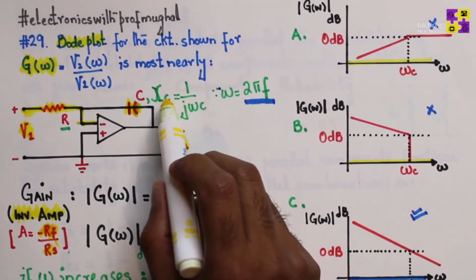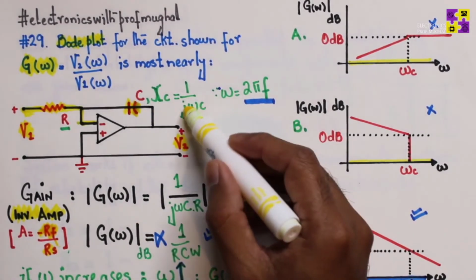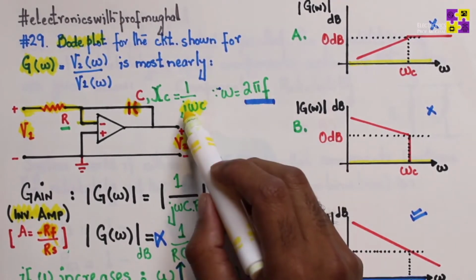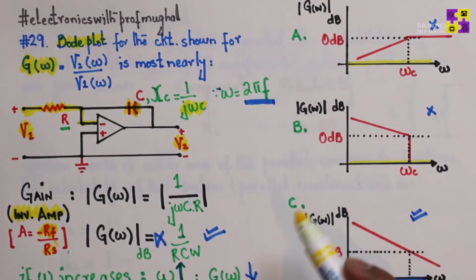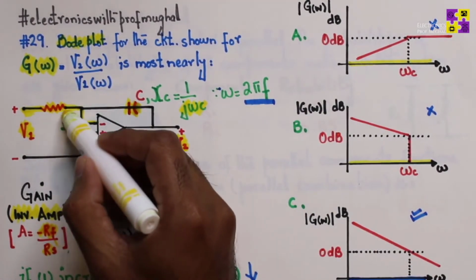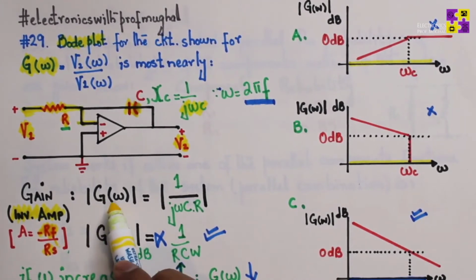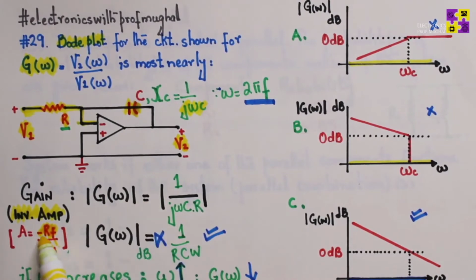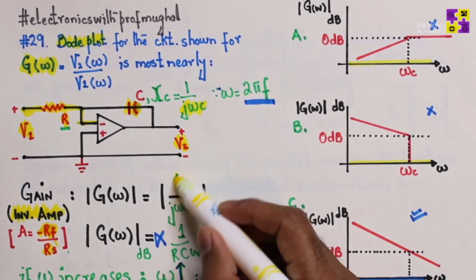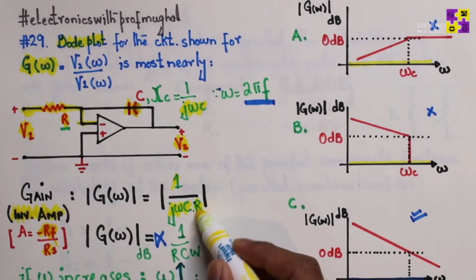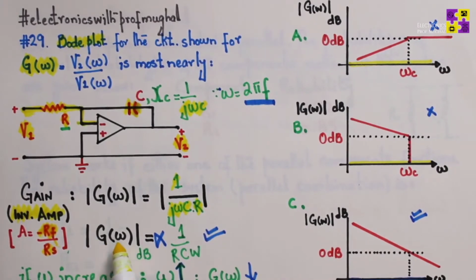Now capacitive reactance is expressed by X_C equals 1 over j omega C. And since we know that omega equals 2 pi f, it becomes 1 over j 2 pi f C, correct? The source resistance is simply going to be R, which is mentioned over here. Now gain equals negative R_F over R_S. Therefore, the absolute value of the gain can be written with R_F as 1 over j omega C, and R_S is simply R, so it comes over here like this, and it can also be written as G of omega equals 1 over RC omega, right?